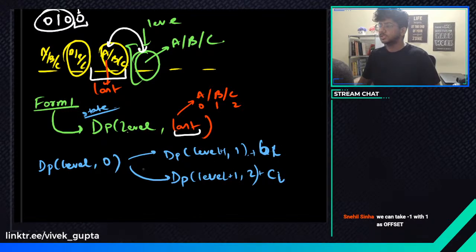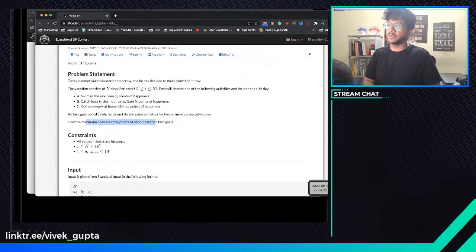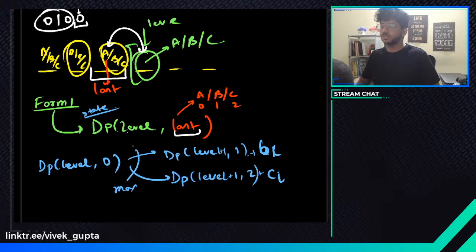So out of these, whichever is going to give you the maximum score as per the problem is what is going to be the answer. You have to find the maximum possible total points. So whatever is going to give us the maximum is going to be the 0. So this is for 0.